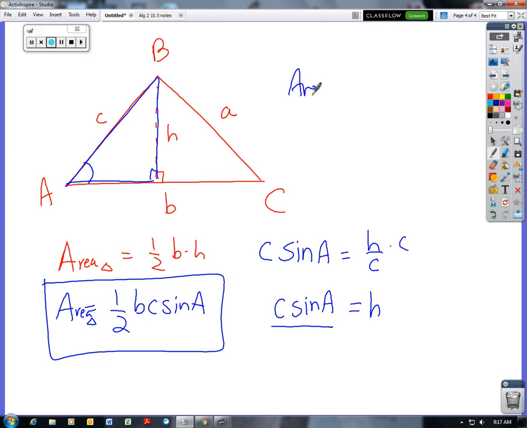So another way you could write it is the area is 1/2 ab sine of C, or you could do 1/2 ac sine of B. So those are three new formulas. They're all really the same formula, just different variations based on the variables. Okay, now we're going to use that formula.